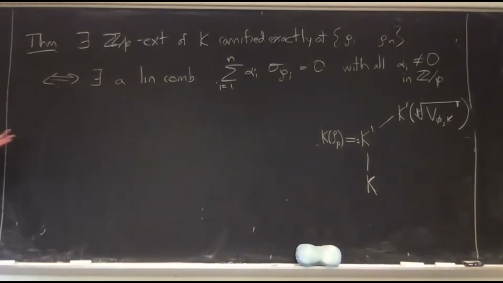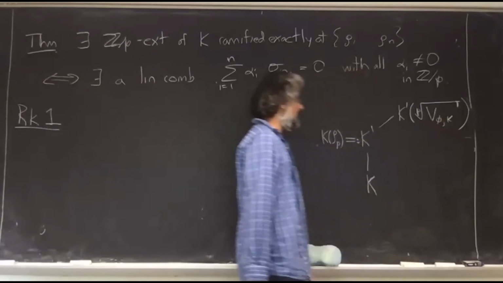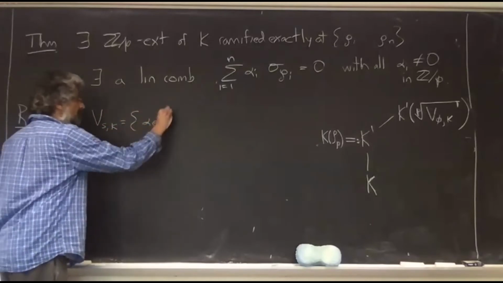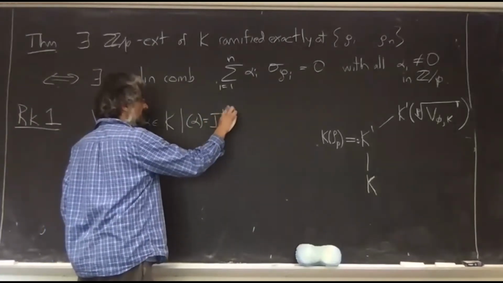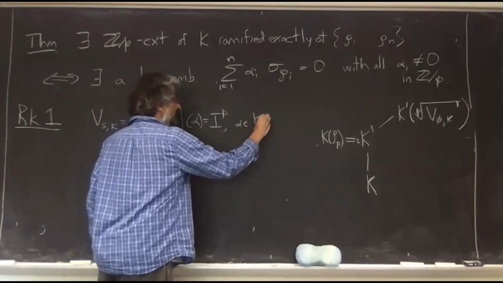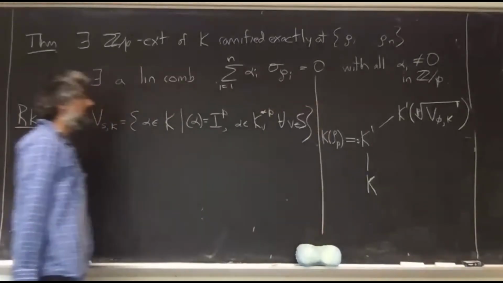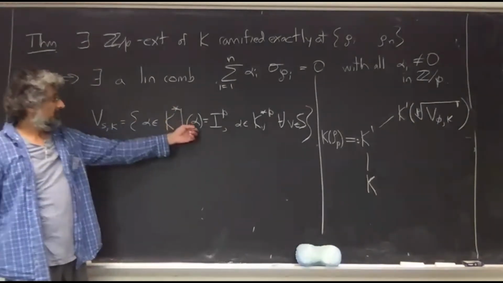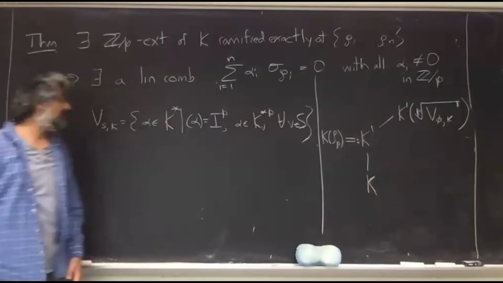Okay? Now, there are all sorts of remarks that one has to make about this theorem. Remark one is, what is this weird symbol, V empty set comma k? I'm going to actually define it a little bit more generally. So it's the elements in k, well, k star actually, such that the principal ideal they generate is a pth power of an ideal, and such that locally at these places it's a pth power.